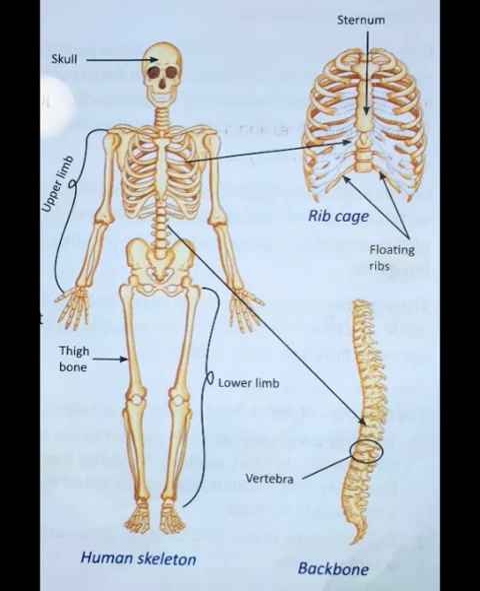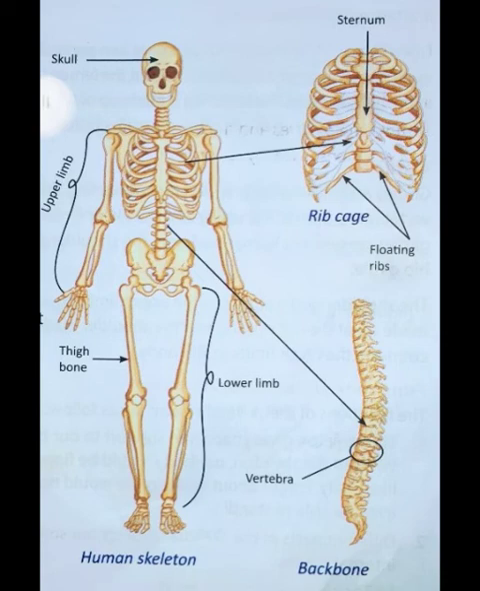Most people have 12 pairs of ribs. How many pairs of ribs? 12 pairs of ribs. A long bone at the center of the chest is called sternum. What's the meaning of the term sternum? Do you know? Look at the picture given. What is sternum? A long bone at the center of the chest is called sternum.